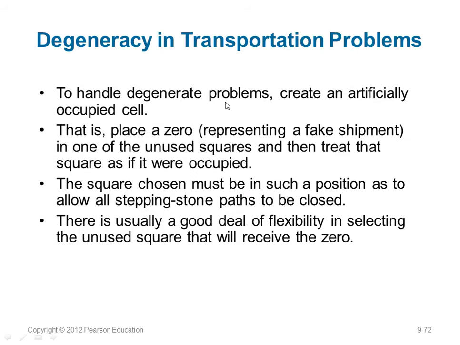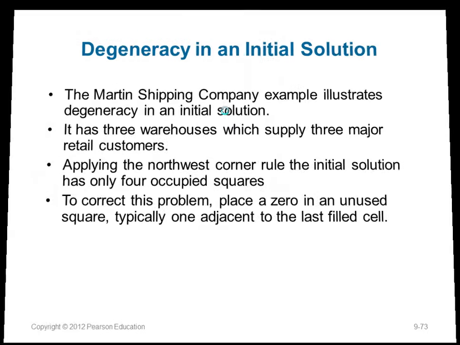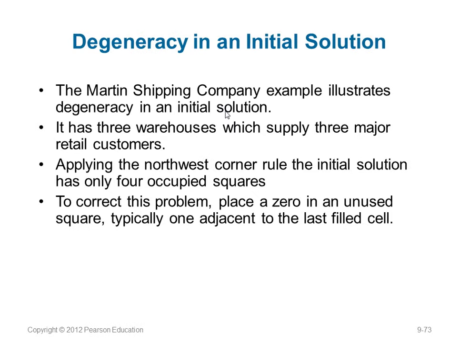So how to do it? To handle a degenerate problem, create an artificially occupied cell. How to do it? Take a cell which is unused now and just put a 0 there. How do you choose such a cell? You have to choose a cell that can make a closed loop for you. If not, then it's of no use. If you choose a cell and put a 0 there, it will have no use.